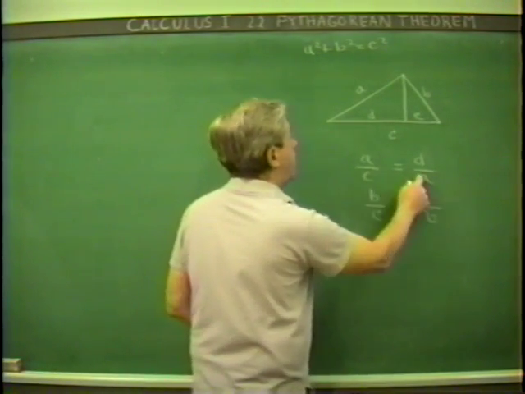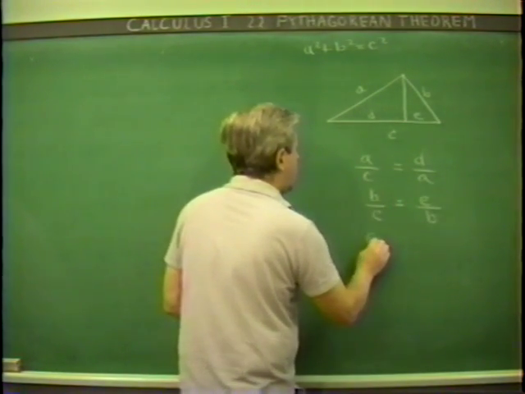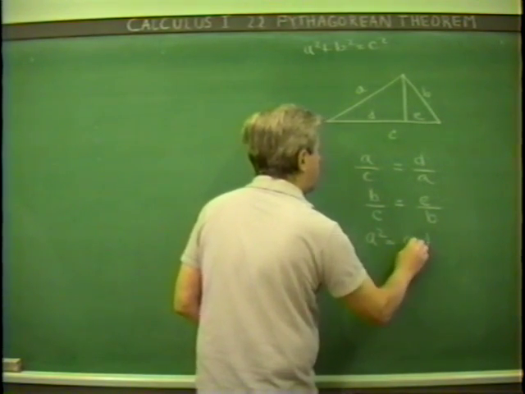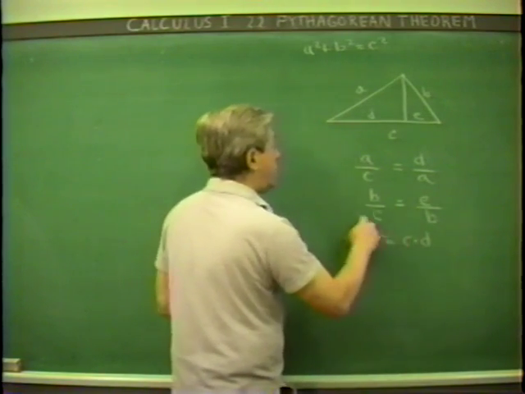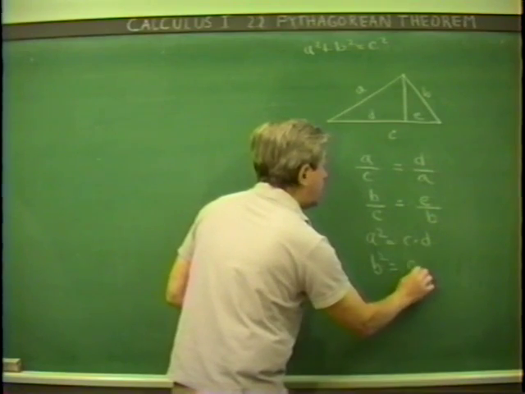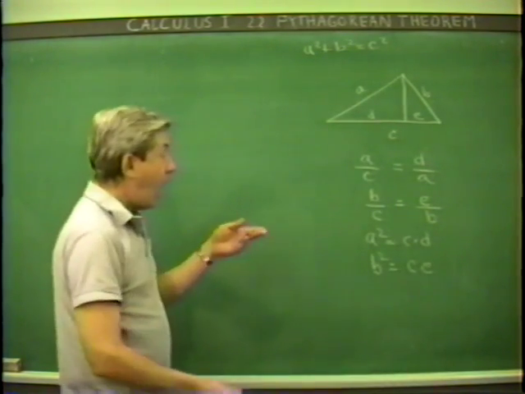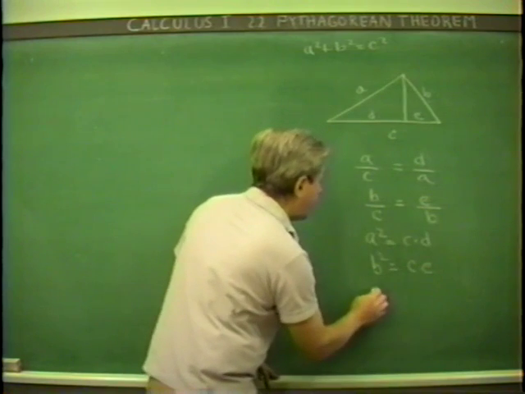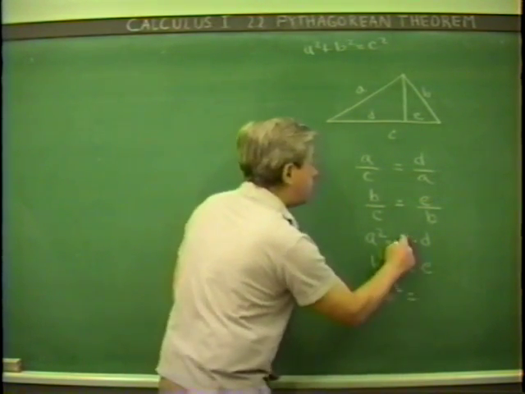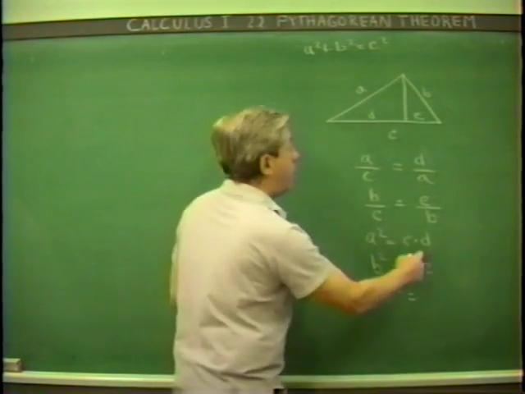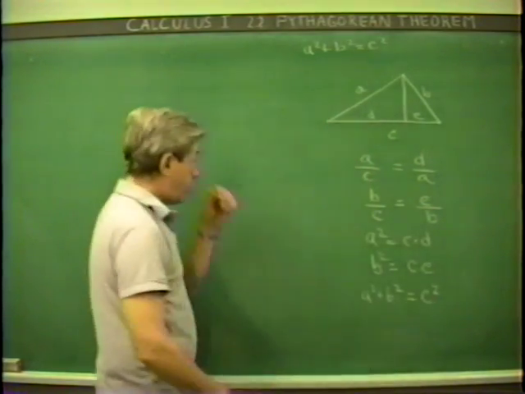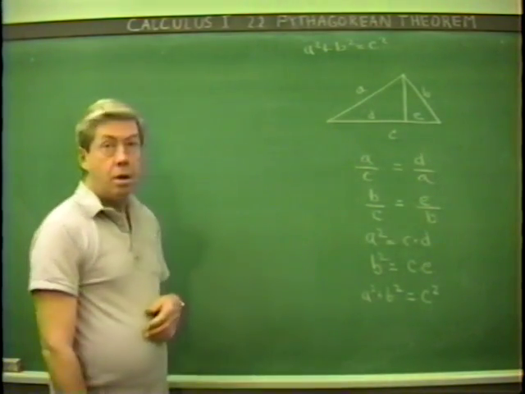If we multiply both sides of this by A and by C, we get that A squared must be equal to C times D. If we multiply both sides of this by B and by C, we get that B squared must be equal to C times E. Adding these two equalities, we get that A squared plus B squared must be equal to C times D plus C times E, but D plus E is C, and so this is equal to C squared. And that gives you a proof of the Pythagorean theorem.